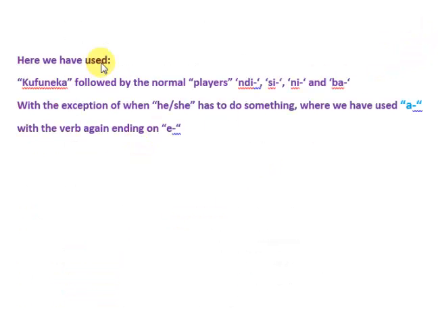And when we look at how this is expressed, we can see that we use kufuneka, the key word, which literally means it is necessary, followed by the normal players ndi, I must, kufuneka si, we must, kufuneka ni, you all must, kufuneka ba, they must, with the exception of when he or she has to do something, we use a, kufuneka a, with the verb ending for the third time on e.